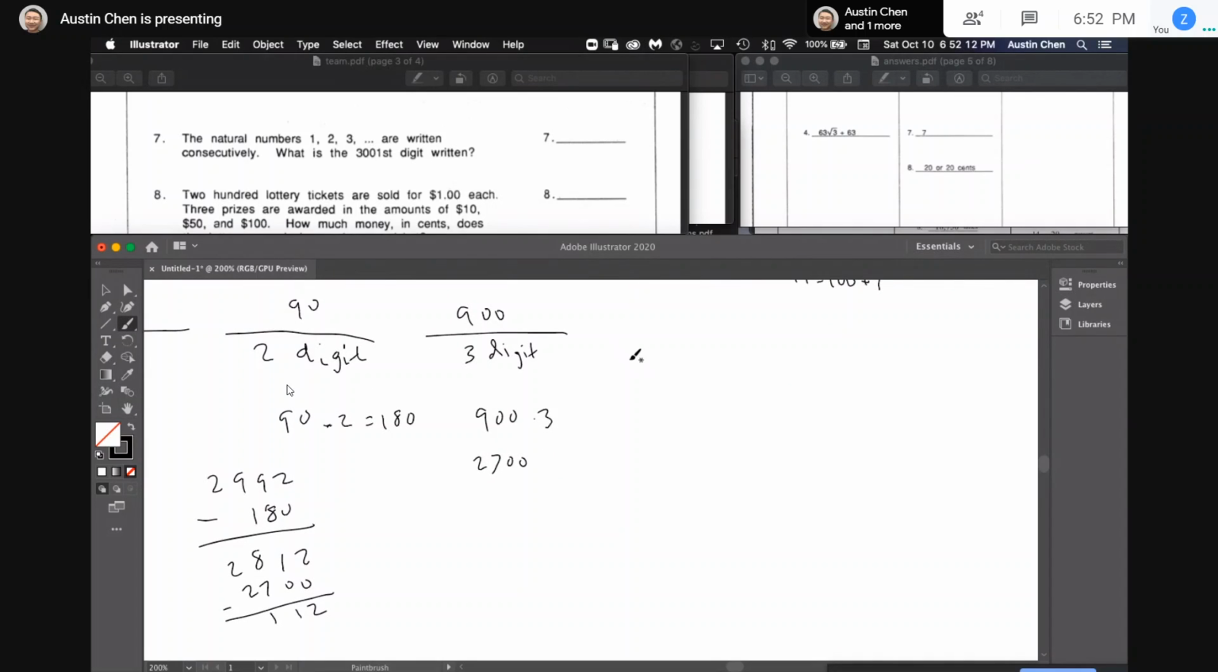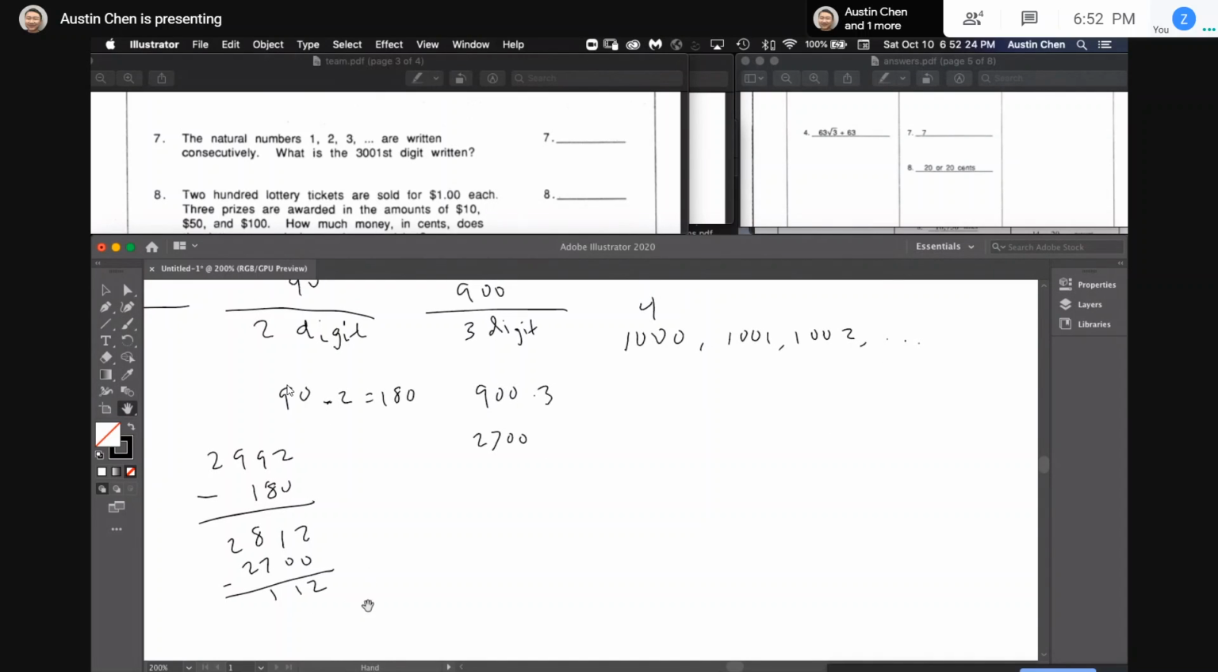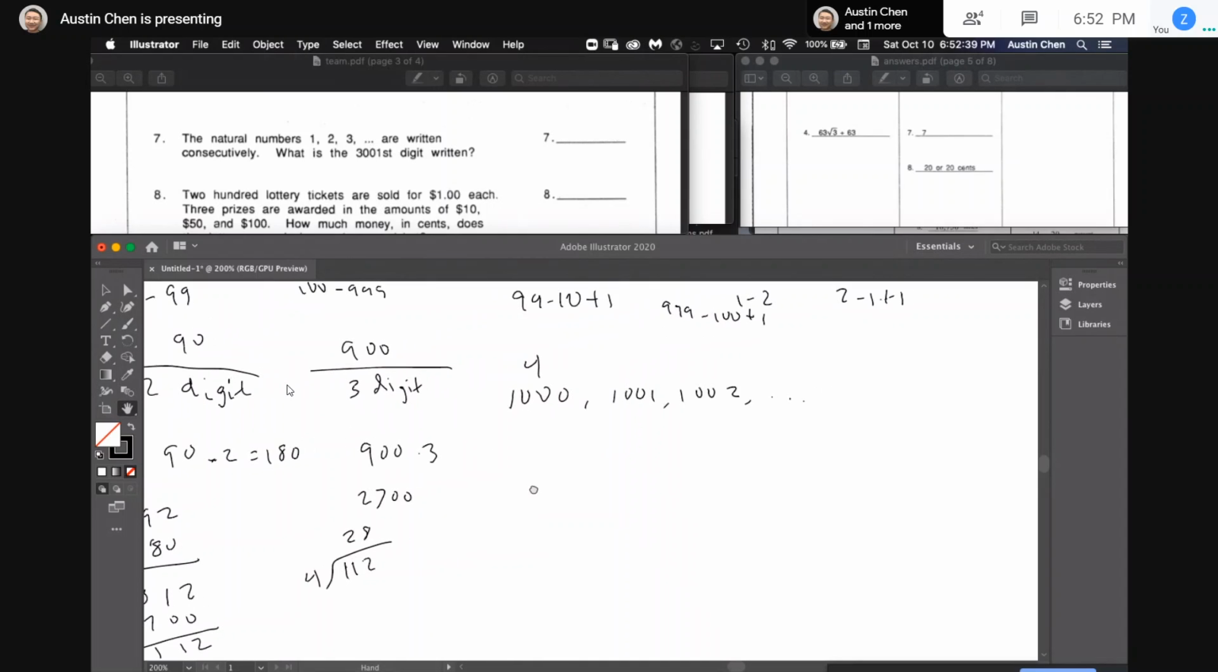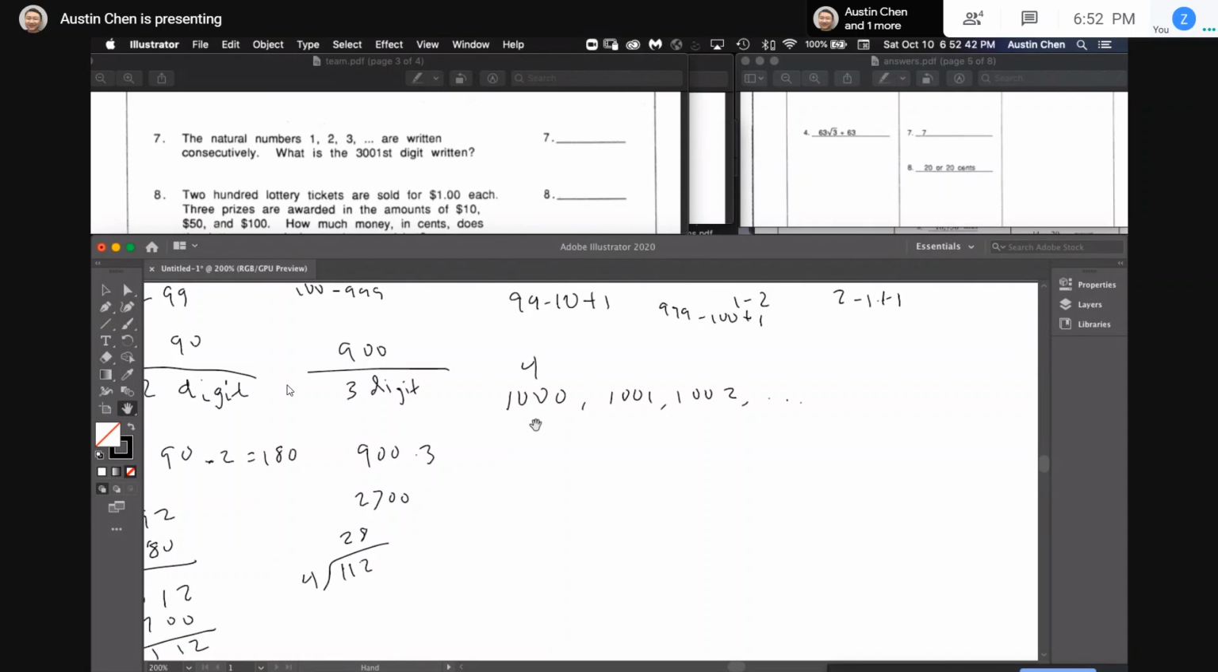Our first four-digit number is going to be 1,000, and next is going to be 1,001 and 1,002 and so on. Each of these numbers is going to account for four digits. So we can find the number of numbers that we have to go through by dividing 112 by 4, which is just going to be 28. So we're going to have to go through 28 of these numbers to reach the 112th digit.